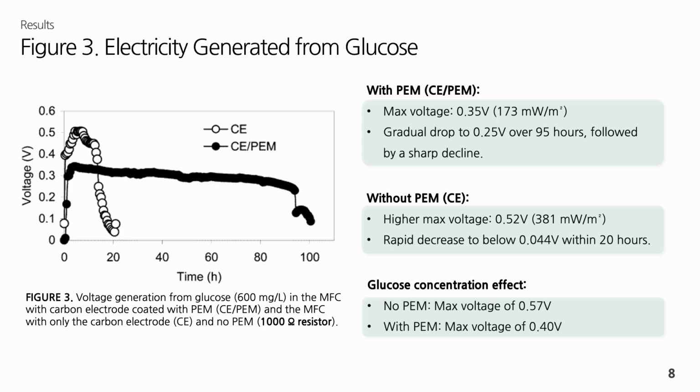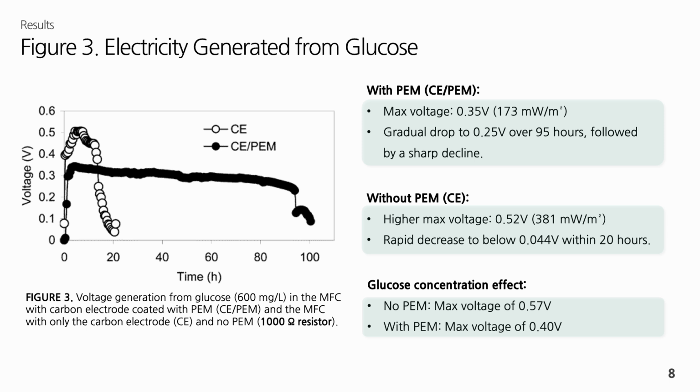1. High-efficiency substrate properties of glucose. Glucose has a simple chemical structure and high energy density, making it easily metabolized by microorganisms. This process releases a large number of electrons, maximizing electricity generation.